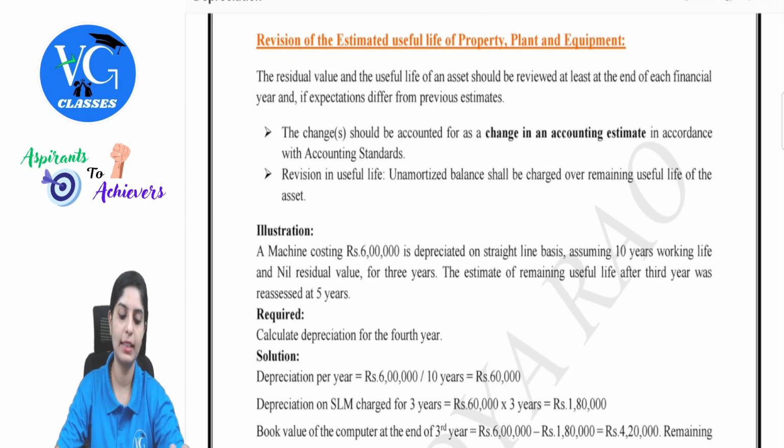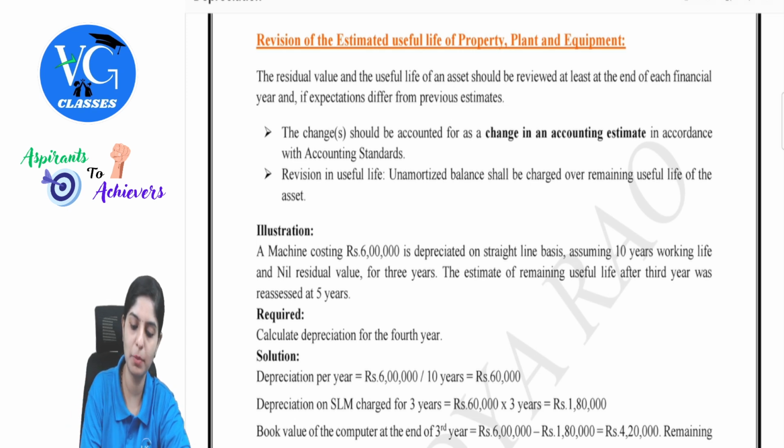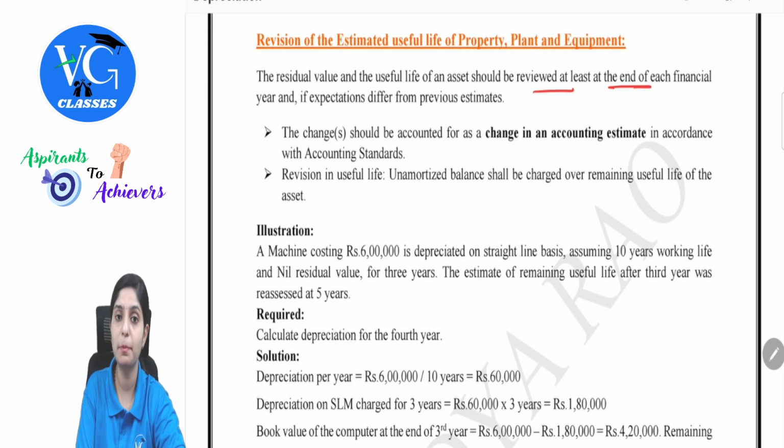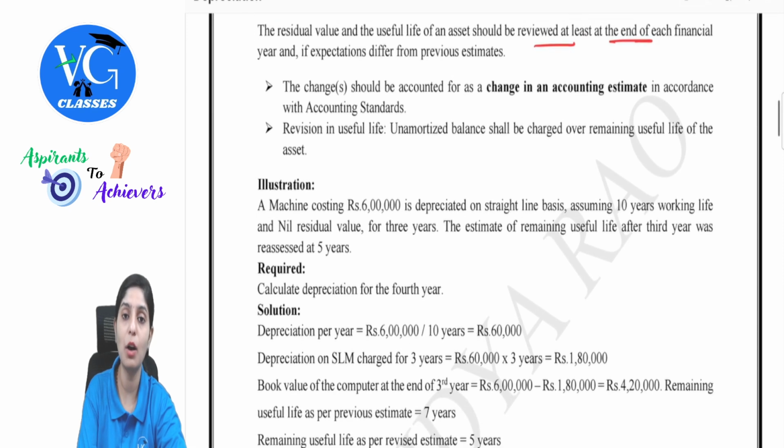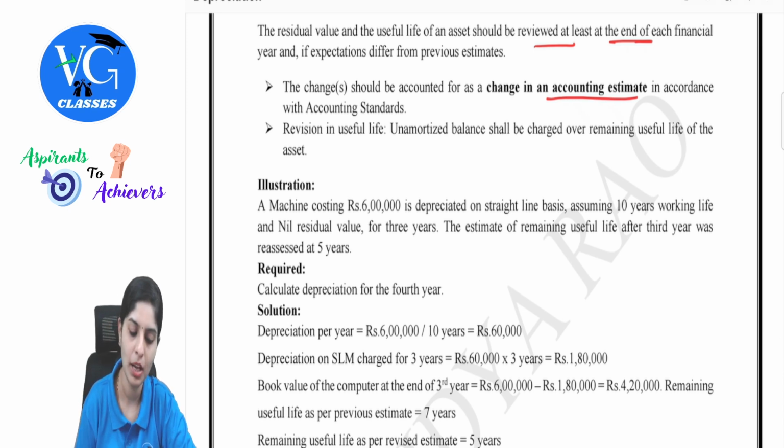So what does it say? The residual value, that is whatever you have estimated at the beginning, and useful life of an asset should be reviewed at least at the end of each financial year. And if its expectations differ from previous estimates, the changes should be accounted for as what? Change in an accounting estimate in accordance with accounting standards, similar to what we saw with respect to change in the method of depreciation.